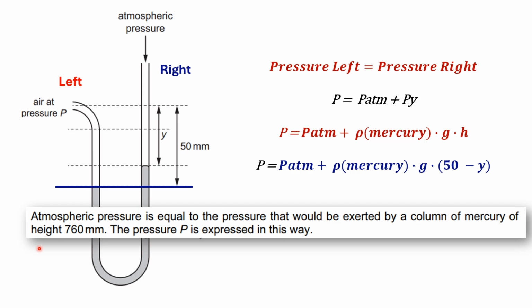Now, what was given? The atmospheric pressure is equal to the pressure that would be exerted by a column of mercury of height 760 mm. The pressure P is expressed in this way. So this is what's going on. The pressure here is expressed in millimeters of mercury.